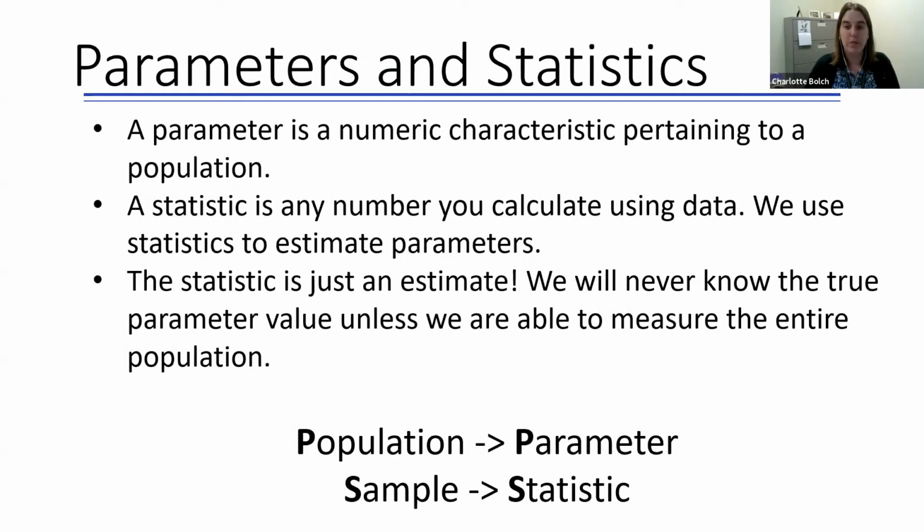So just a few terms that we need to go over before talking about descriptive statistics. First is a parameter. A parameter is a numeric characteristic pertaining to a population. And then a statistic is any number you calculate using data. We use statistics to estimate the parameters from the population, so the statistic is just an estimate. We are never going to know the true parameter value unless we are able to measure the entire population, which is really hard to do. So when you're thinking about a population, we're talking about parameters. And when we're talking about a sample, we're talking about statistics.